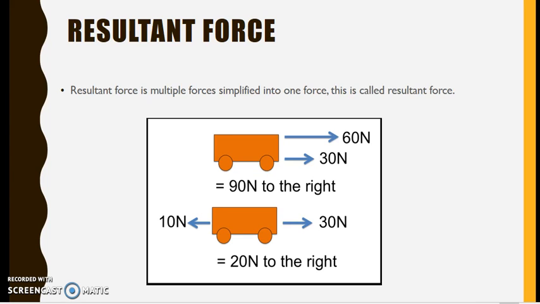And how about the bottom one? Oh, that's a little tricky right there. 10 newtons to the left and 30 newtons to the right. What do you do then? Of course, you minus it, so it becomes 20 newtons to the right. Because 30 newtons is stronger than 10 newtons. So you just minus that.